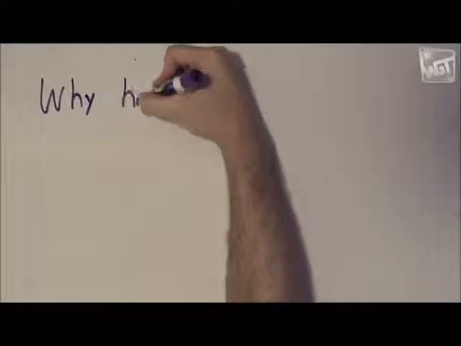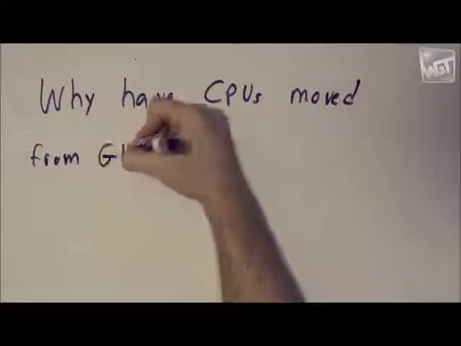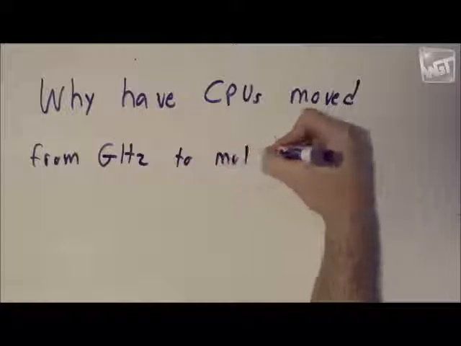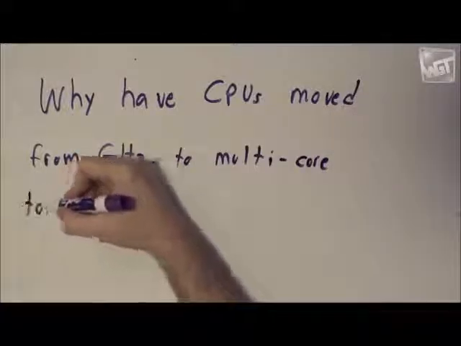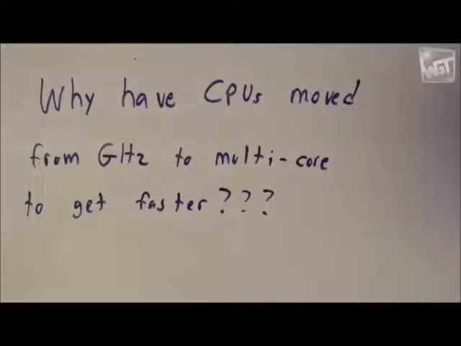So, one of the ways I pick the topics is what you want to see. And one of the highest rated comments from last week was, why have CPUs moved from gigahertz or single core over to multi-core? What made them make that decision? Why is that better? Why is that worse? And I thought, let's break that down.